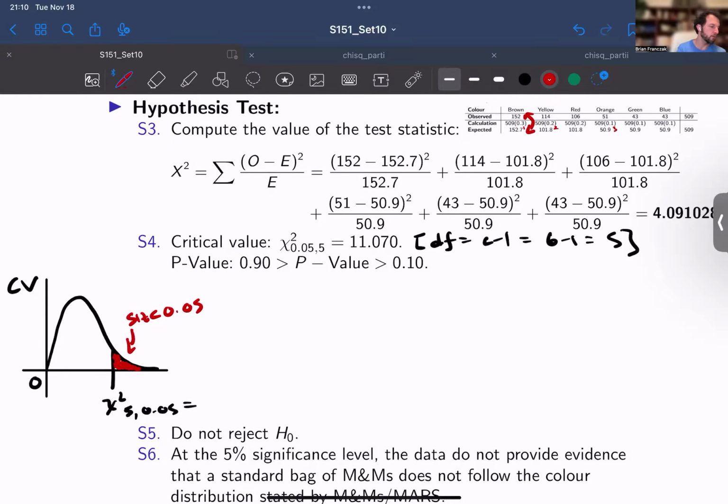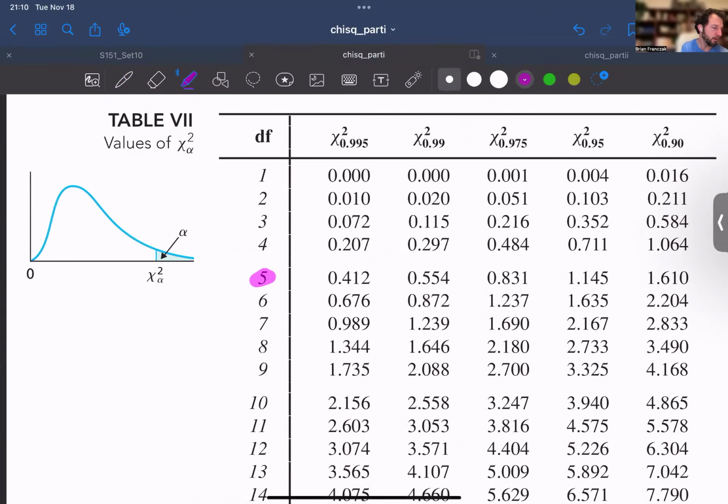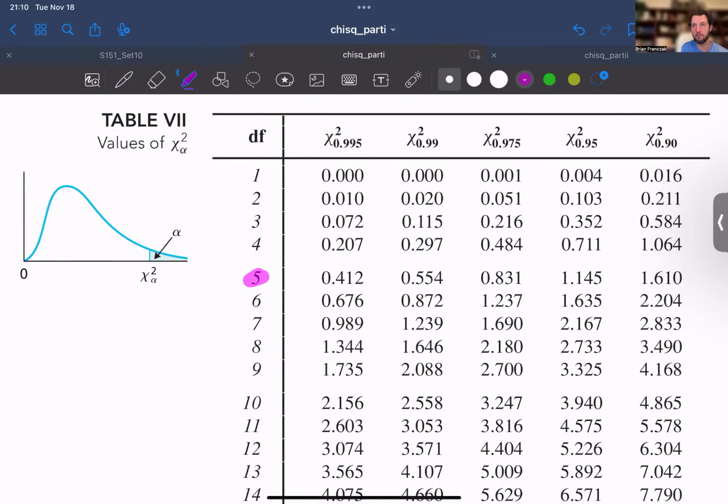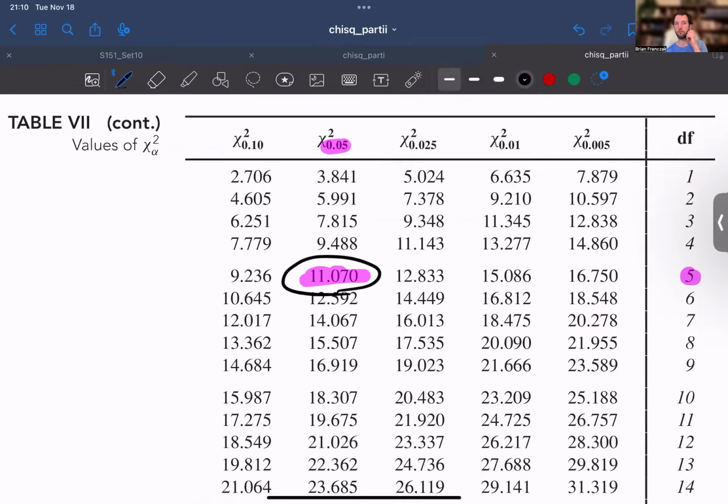Okay, so we want to find the critical value. So we go to our chi-square table. We identify our degrees of freedom, same process that we use for the t-table. And now we are just looking for the upper tail area that matches ours. So ours is 0.05 in this case. So as we look at page 1, you can see that 0.05 is not here. So we move to page 2. We have 5 degrees of freedom. And 0.05 is here. So we match that together and we get 11.070. So this is the critical value for this particular chi-square test.